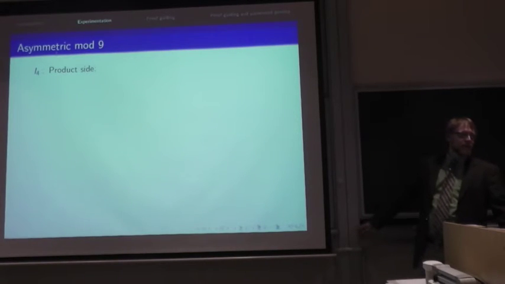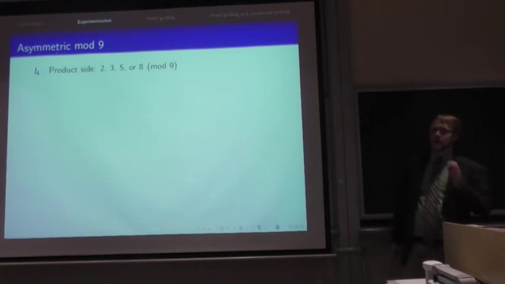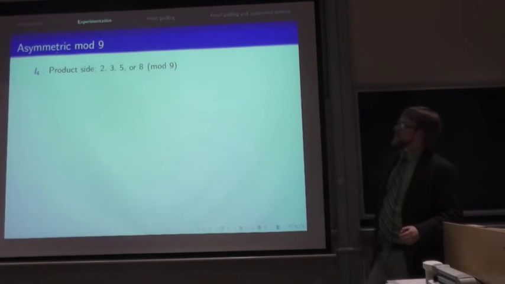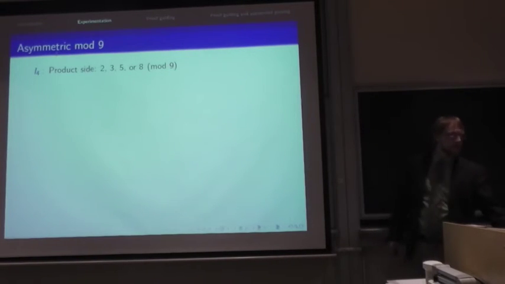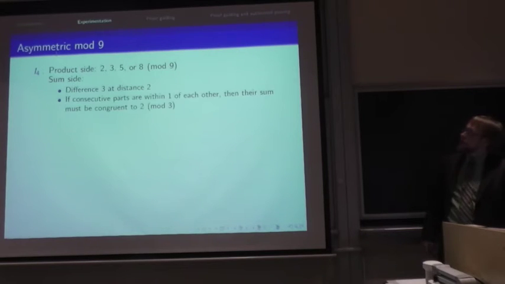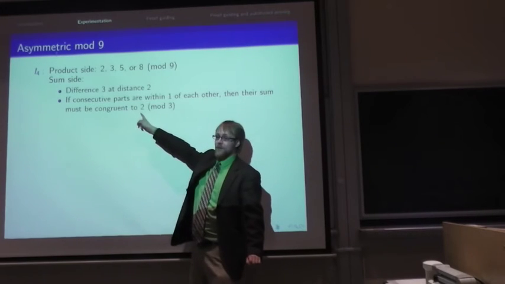Okay, so we also have some asymmetric mod 9 identities. Now you will see that the product sides here are not just plus or minus 1, plus or minus 3, or something like that. 2, 3, 5, 8 mod 9. Sum side, same difference at a distance. If consecutive parts are within one of each other, their sum must be congruent to 2 mod 3.